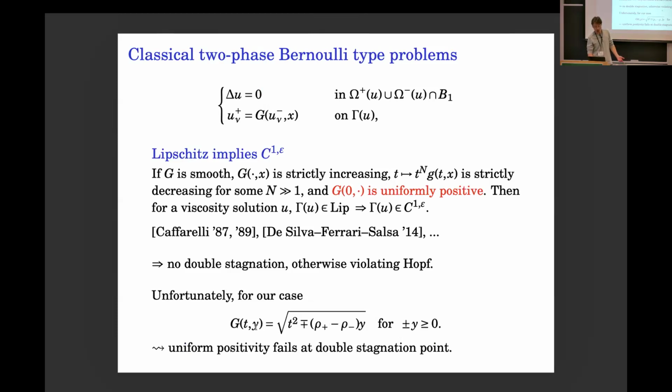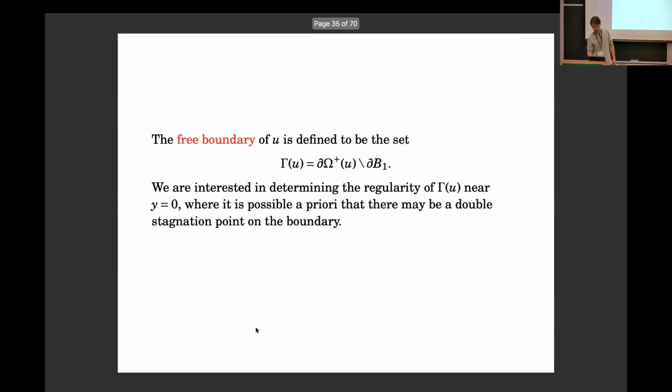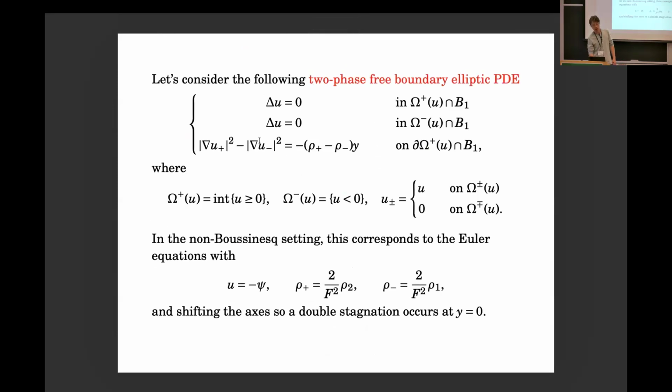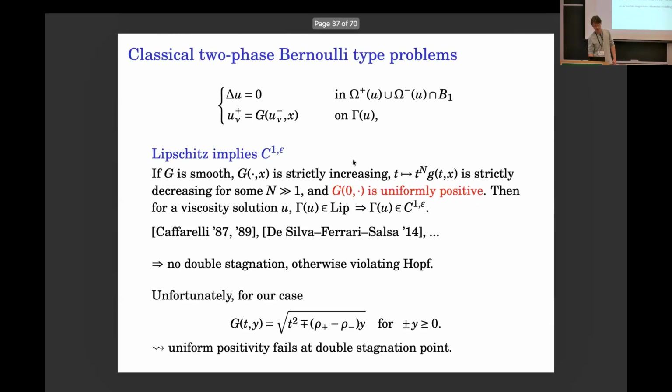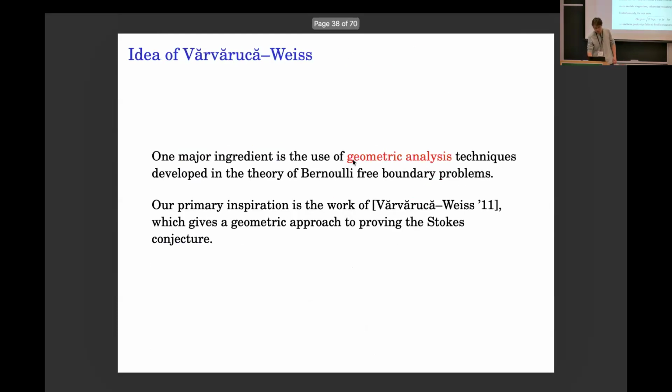But now if you look at our G, which is from here, it's a square root of y, which is not uniformly positive, exactly at the stagnation point. So again, we missed only by a little bit. That's very frustrating.